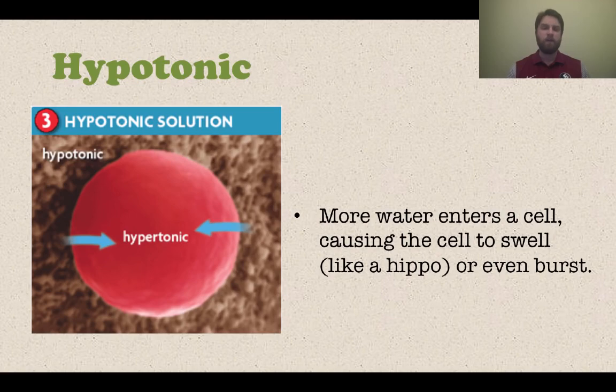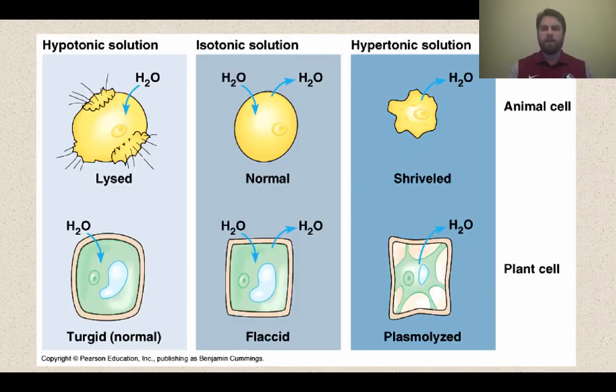We'll look at that in just a minute. So if we look at three different types of solutions here, hypo, hyper, and isotonic, and their effects on animal and plant cells, let's go from left to right here, starting with the top. If you have a cell and you place it in a hypotonic solution, water is going to rush into the cell and cause it to lyse, which means explode.